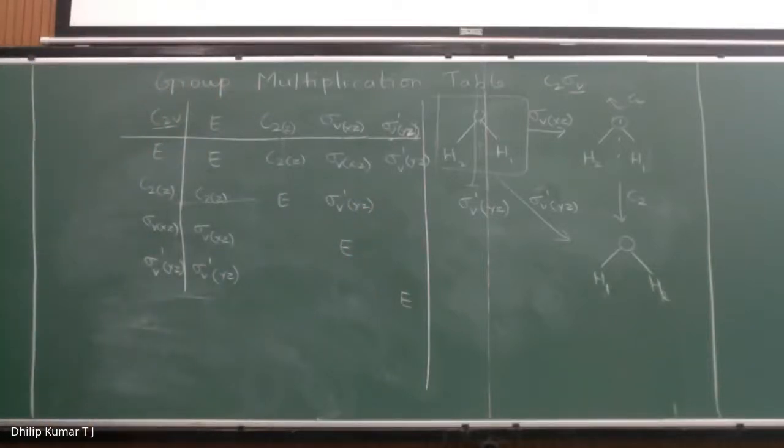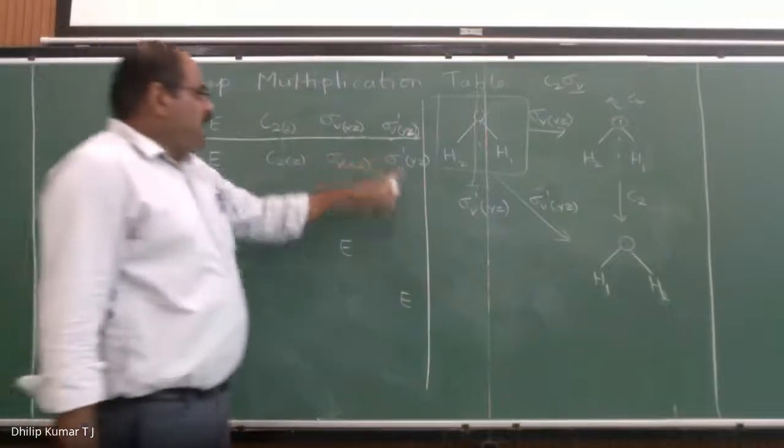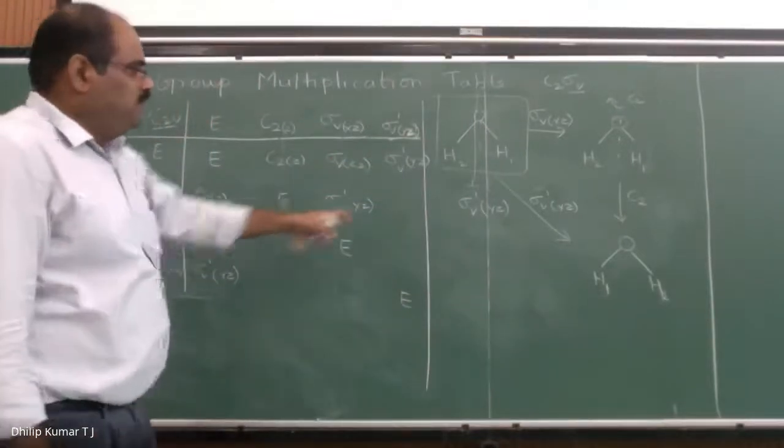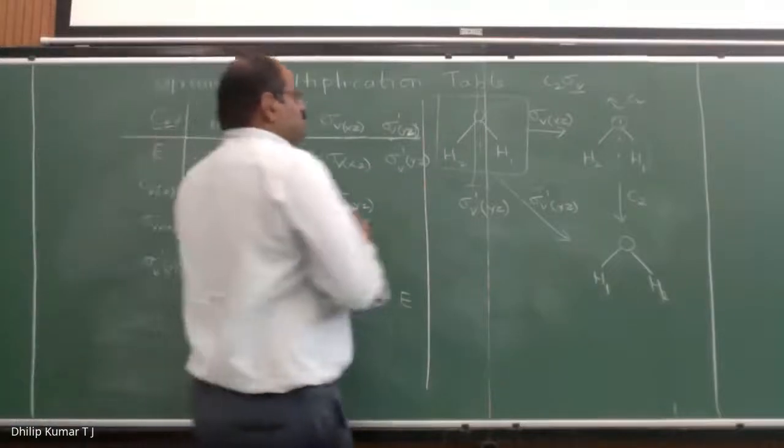And similarly, one can check for sigma V prime and C2. One easier way is you can fill it here. But anyway, we can work it out. So we are just going to take.